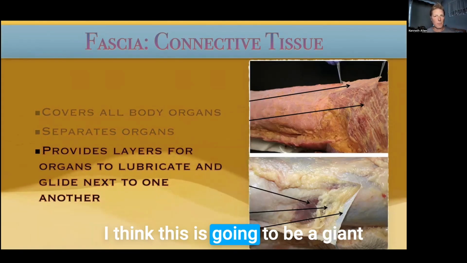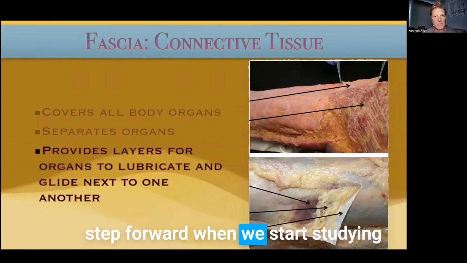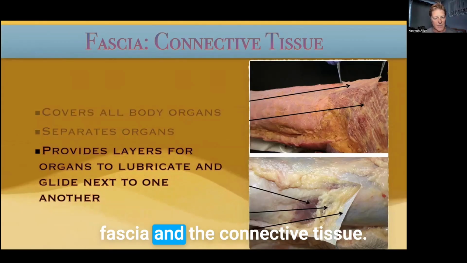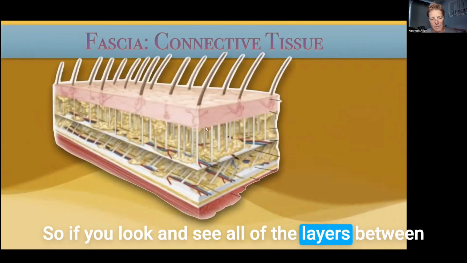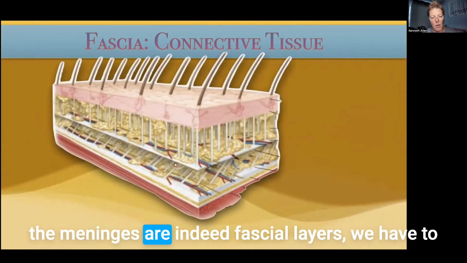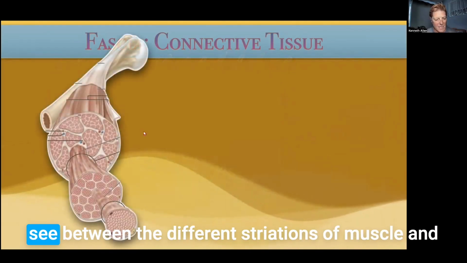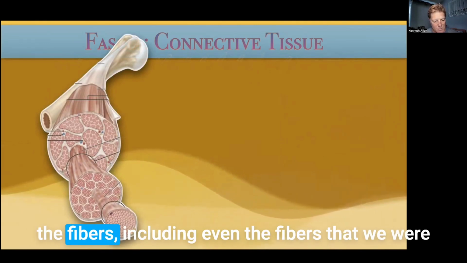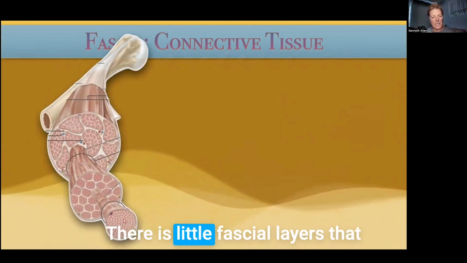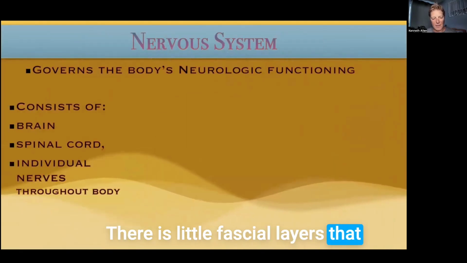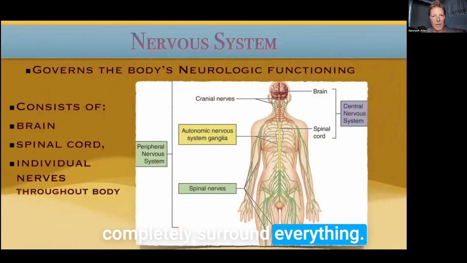I think this is going to be a giant step forward when we start studying fascia and the connective tissue. So if you look and see all of the layers between the meninges are indeed fascial layers. We have to see between the different striations of muscle and the fibers, including even the fibers that we were just examining, the fibrils and the sarcomeres, there are little fascial layers that completely surround everything.